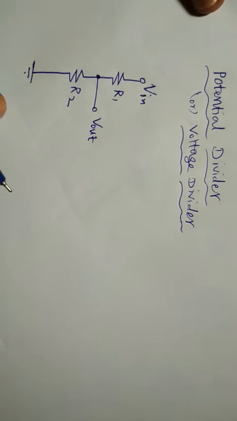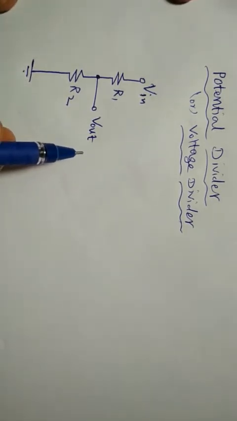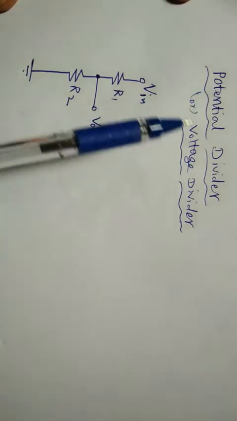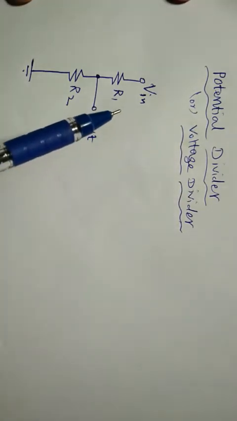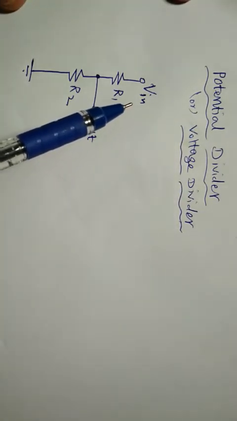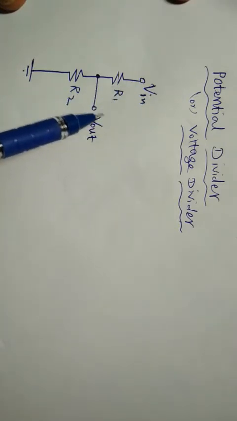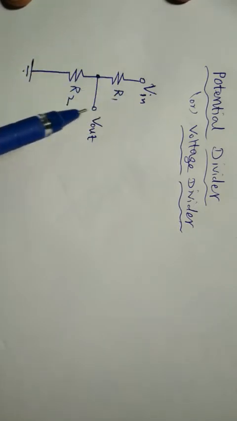We are going to discuss the operation of a simple potential divider in this video. The name comes from the fact that this circuit is used to divide the potential given as an input to the network and provide it as an output. So it is a simple circuit used to divide the potential according to the requirement.